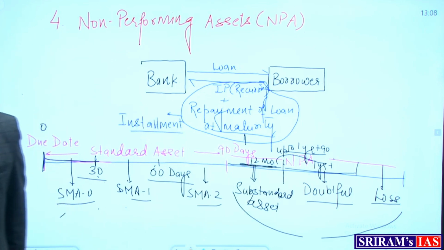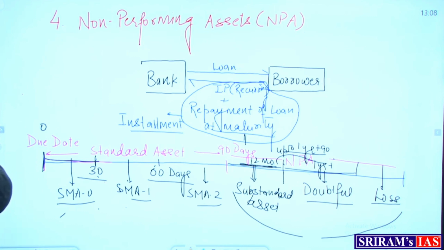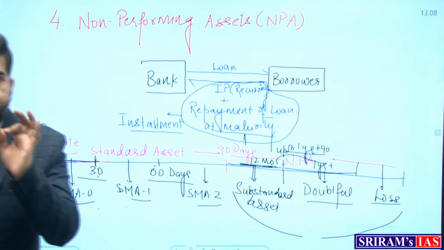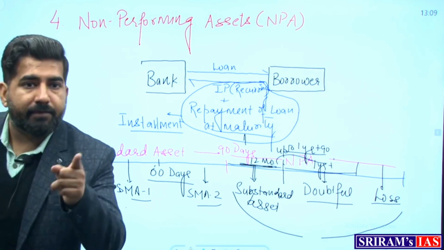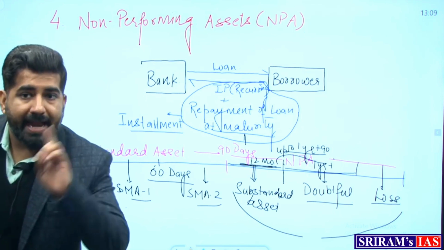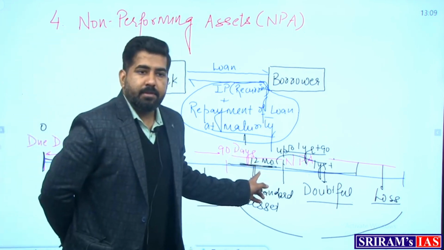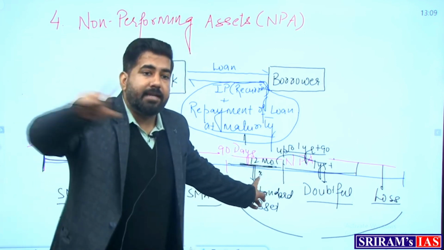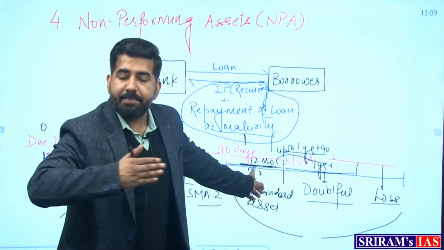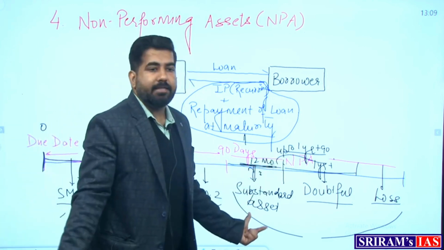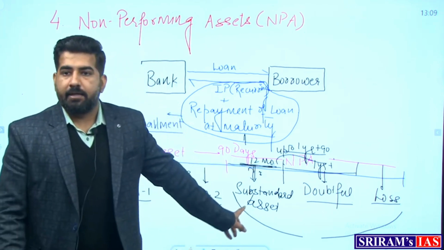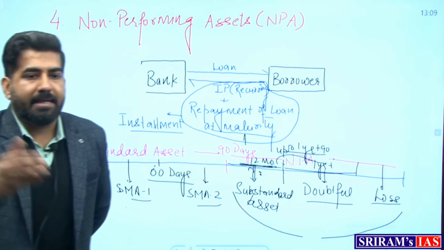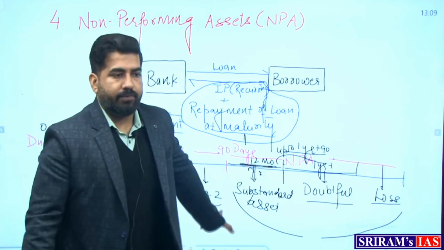But I have classified the NPA. Yes, after 90 days. That's a definition. Try to understand. A substandard asset is an asset which has remained NPA for a period of up to 12 months. So when will it become NPA? At 90 days. From there, if it has remained NPA for a period of up to 12 months, then it is substandard. Okay, whether it is 2 months or 3 months, it is still substandard. But as soon as the NPA is 12 months 1 day, it will shift to doubtful.